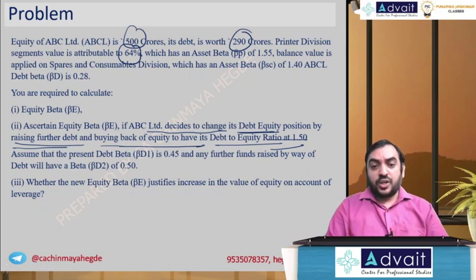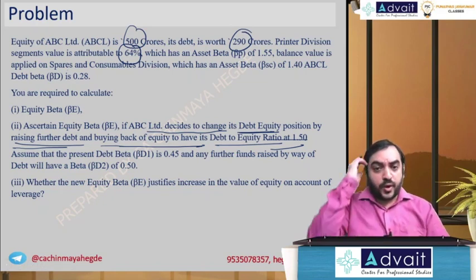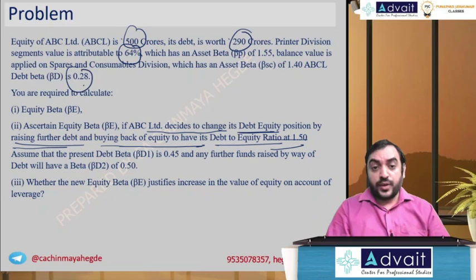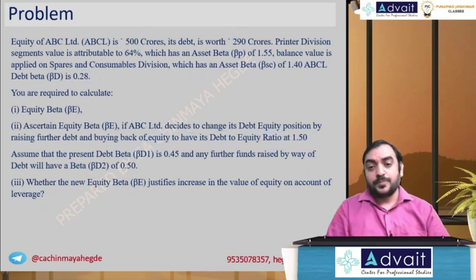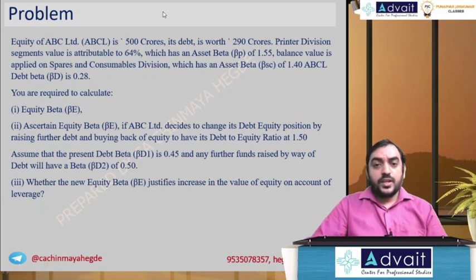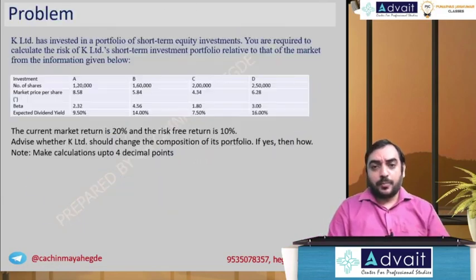Assume that the debt beta of the existing debt is 0.45. So this is going to be a change. The 0.28 is becoming 0.45. And further, funds raised by way of debt will have a beta of 0.5. That is for the new, incremental debt. So what is that change? Let's understand very simply. What is the current capital employed?